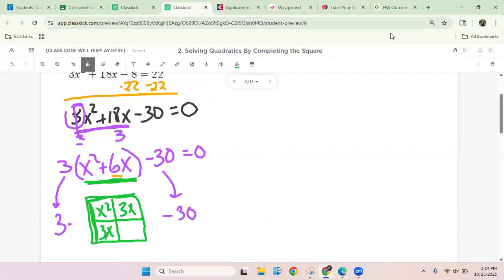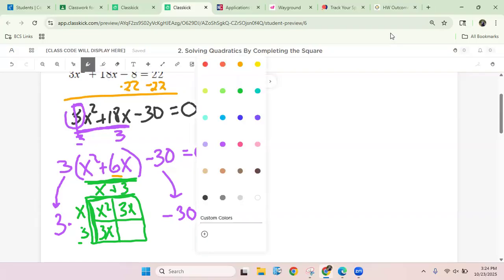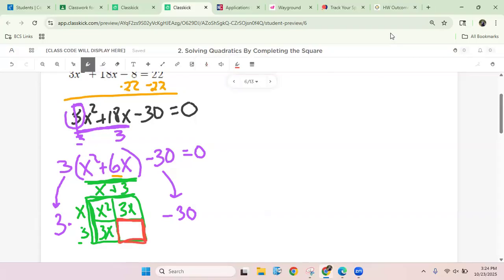Okay. And then from there, I'm going to write the rest. So I know x times x is x squared. X times 3 is 3x. And x times 3 is 3x. Now, you'll notice that there is a box that is empty right there. That empty box is what was not originally there, or what we would call our new extra value. And I'm going to multiply the 3 and the 3 to get 9.